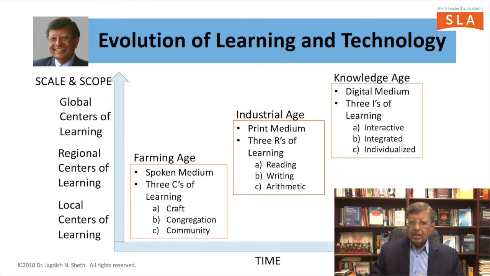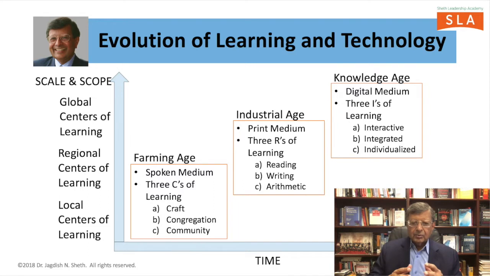And what were the 3 R's of learning that we all studied and taught? Reading, writing, and arithmetic. And the reason why literacy became important was because we were going to train people to go to the factory where literacy was necessary. Now comes the knowledge age. The medium now is digital medium, and I'll articulate in more ways about what it means.